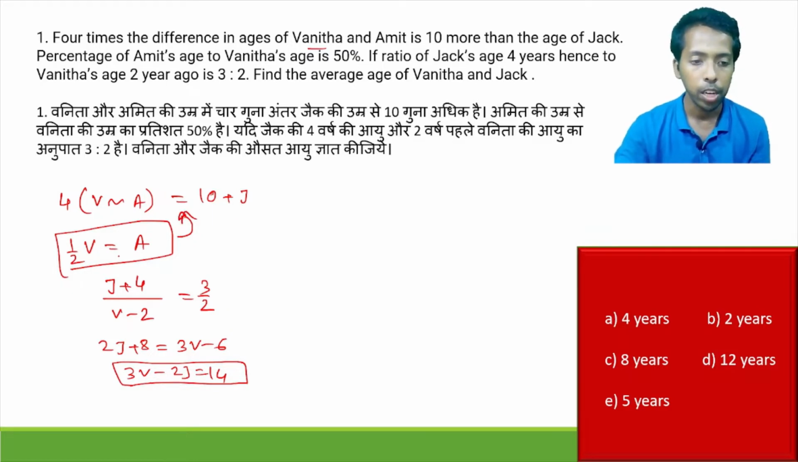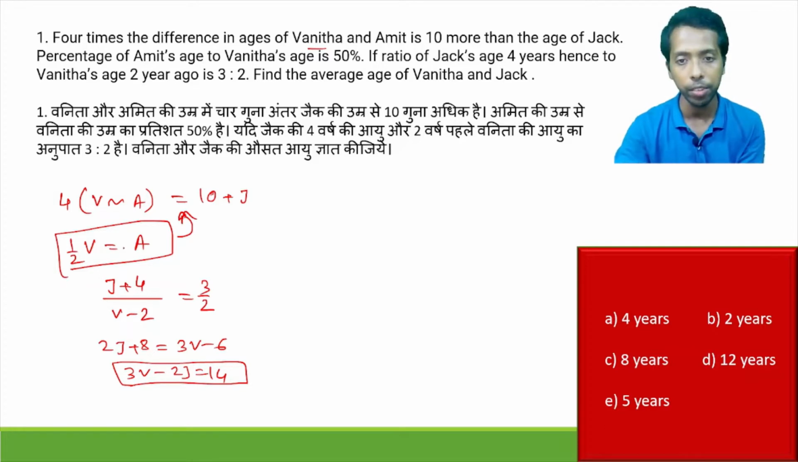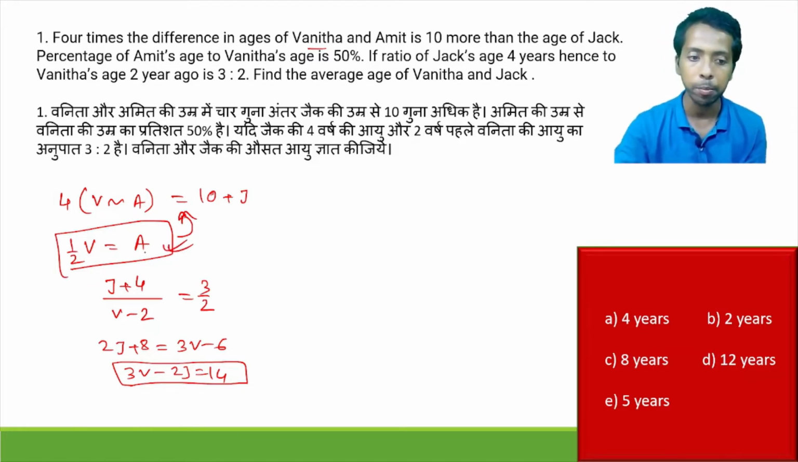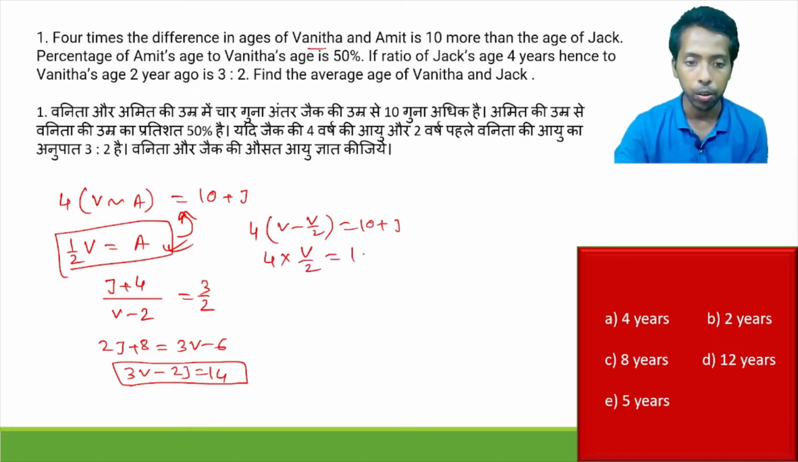Now one important thing, whether Vanita is elder or Amit is elder, how do you understand it? See, 50% of Vanita's age equals Amit's age. Obviously Vanita's age is more, right? Understood by this statement here, right? So 4 into V minus V by 2, which is equivalent to 10 plus J, and this is 4 into V by 2 equals 10 plus J, which will give us 4V minus 2J equals 20. Hope it's clear to you, right?